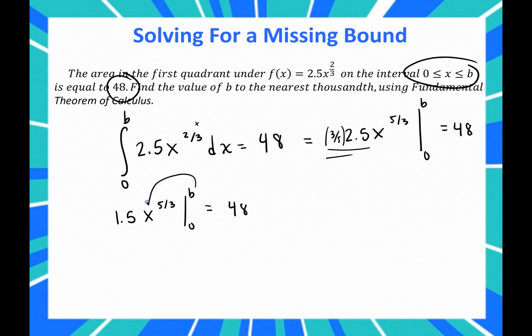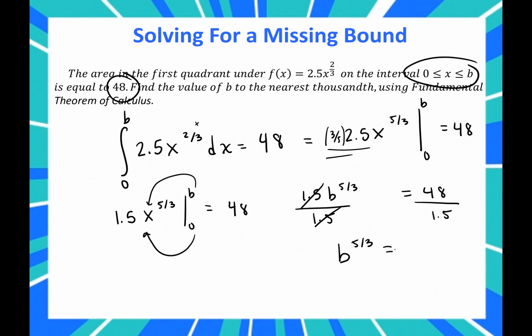All right, let's go ahead and plug b in here. So this is going to be 1.5 b to the 5/3. And then I'm going to plug in 0, and I actually get minus 0, and that's going to be equal to 48. Well, I clearly don't need the minus 0. But what I can do is I can divide by 1.5 on both sides. So that's going to cancel, and I'm going to be left with b to the 5/3 is equal to 48 divided by 1.5 gives me 32.